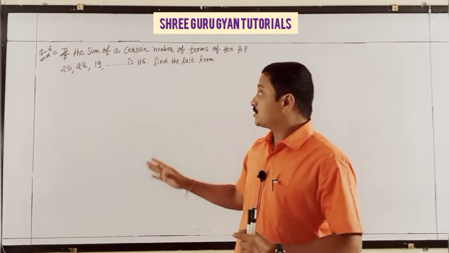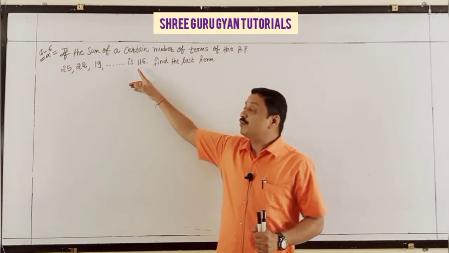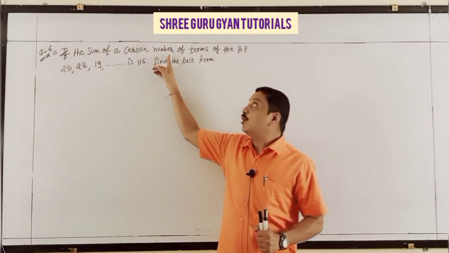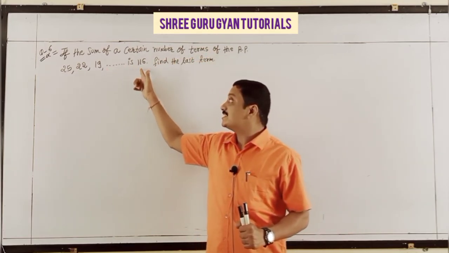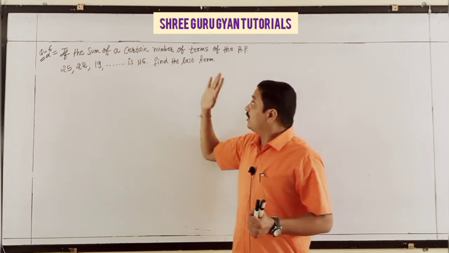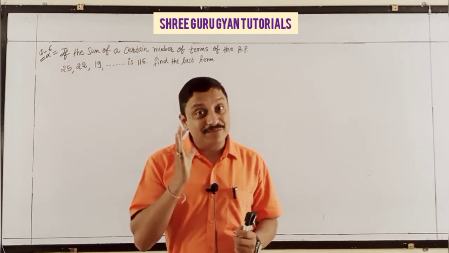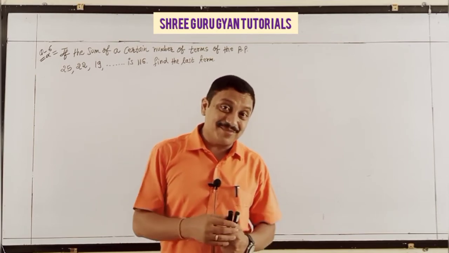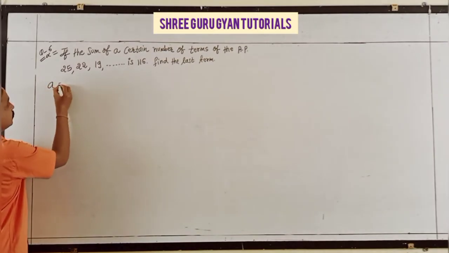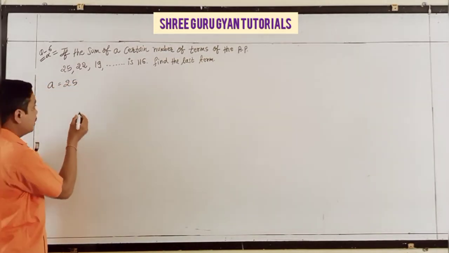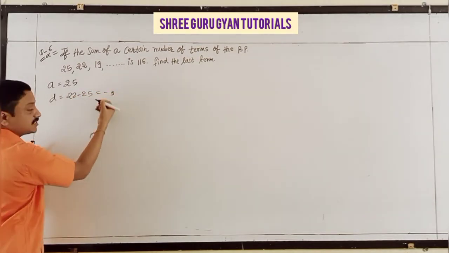Now continue, students. Question number 6 is a very easy numerical. If the sum of a certain number of terms of an AP 25, 22, 19, ... is 116, find the last term. It means first I define the last term number, after that we go to the last term. So here first of all you check, a becomes 25. Difference 22 minus 25, which is minus 3.